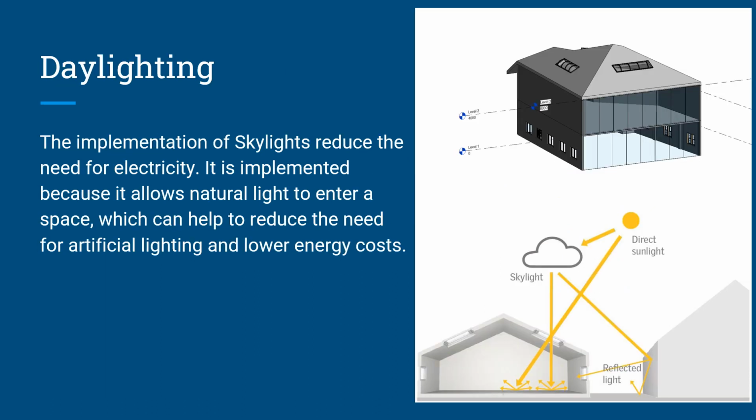The second implementation I did is daylighting. As you can see from the diagram at the top right, that is my house in Revit, and we can see that we have a skylight at the top. The implementation of skylights reduces the need for electricity because it allows natural light to enter a space, which can help to reduce the need for artificial lighting and lower energy costs. With lower energy costs and less need for artificial lighting, it will lower your electricity bill, which also means you get to save money.